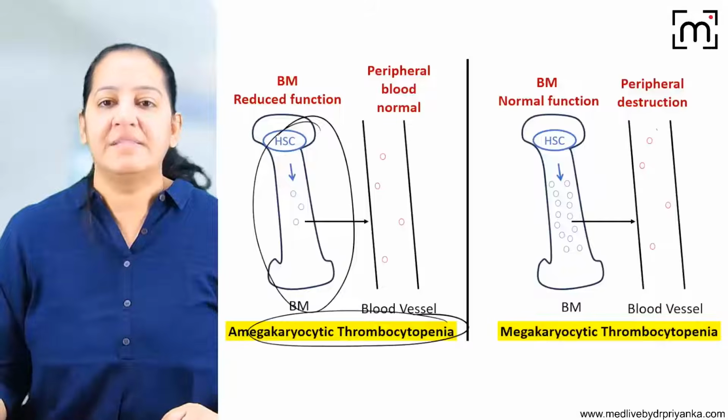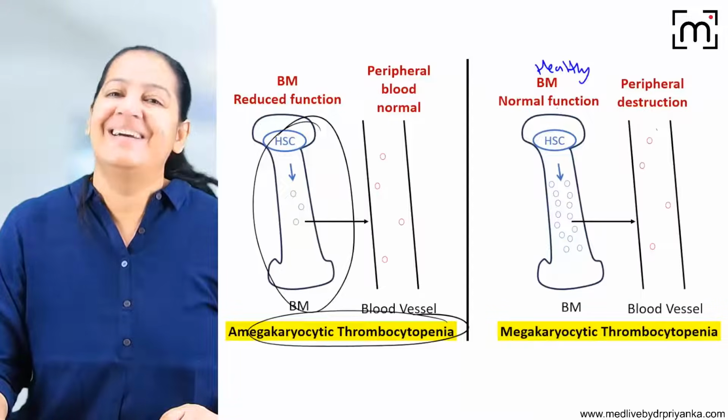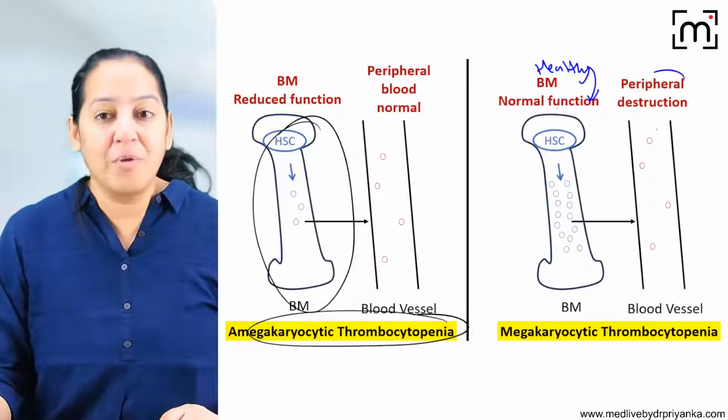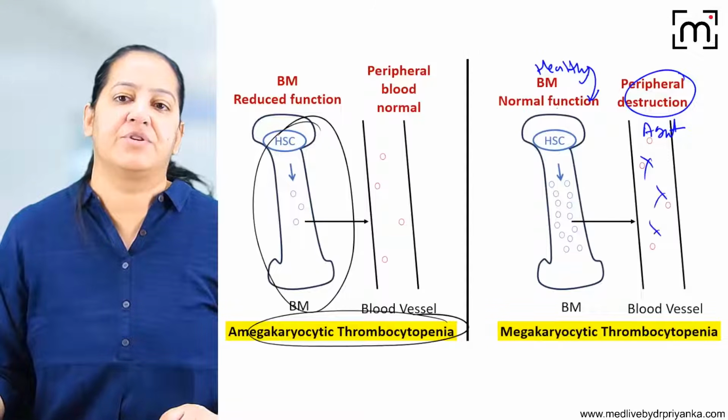On the contrary, see the problem here. The problem is not in the marrow. The marrow is healthy. Here the problem is in the blood. There is some agent present in the blood that is causing destruction of the platelets.